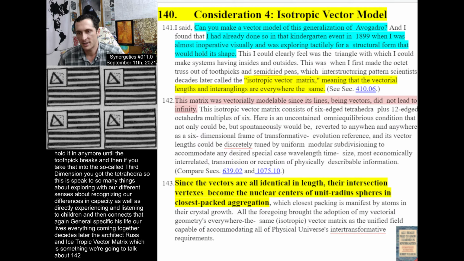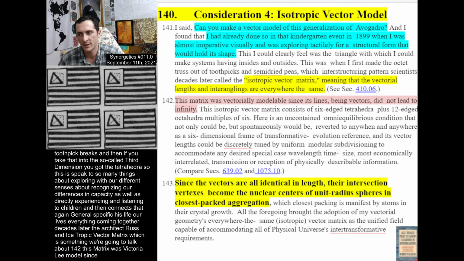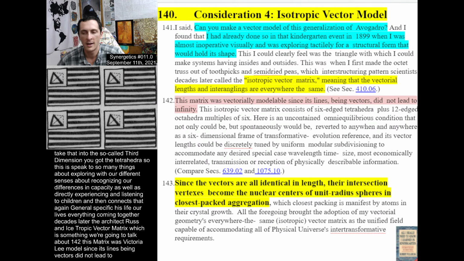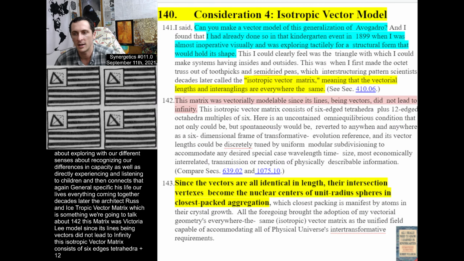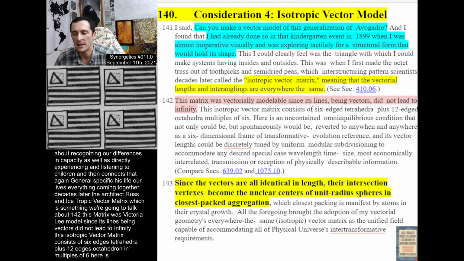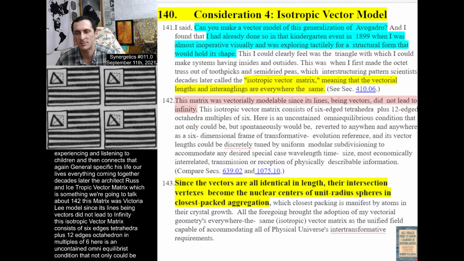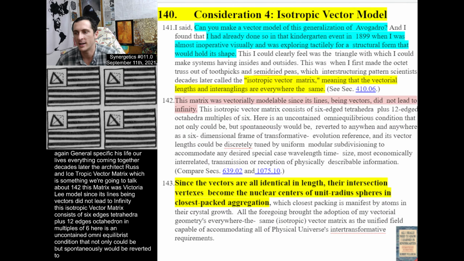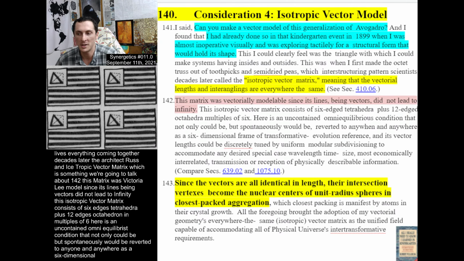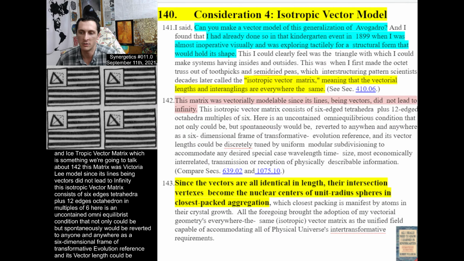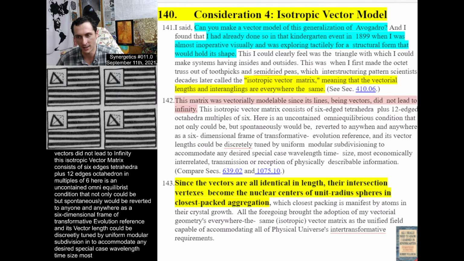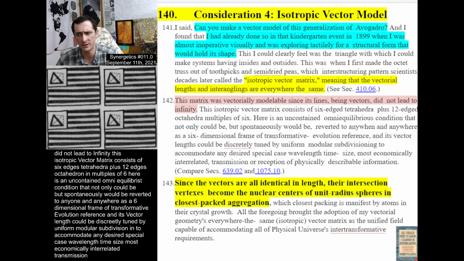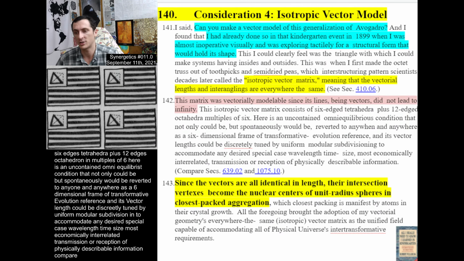142. This matrix was vectorially modelable, since its lines, being vectors, did not lead to infinity. This isotropic vector matrix consists of 6-edged tetrahedra plus 12-edged octahedra in multiples of 6. Here is an uncontained omni-equilibrious condition that not only could be, but spontaneously would be, reverted to any when and anywhere as a 6-dimensional frame of transformative evolution reference, and its vector lengths could be discretely tuned by uniform modular subdivisioning to accommodate any desired special case, wavelength, time, size, most economically interrelated transmission or reception of physically describable information. Compare section 639.02 and 1075.10.